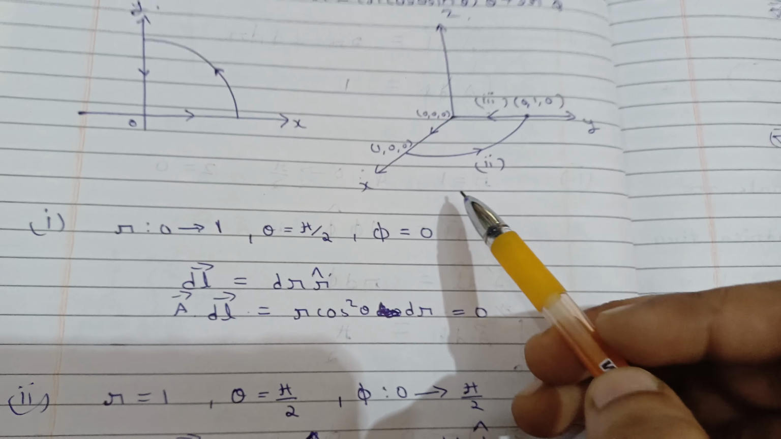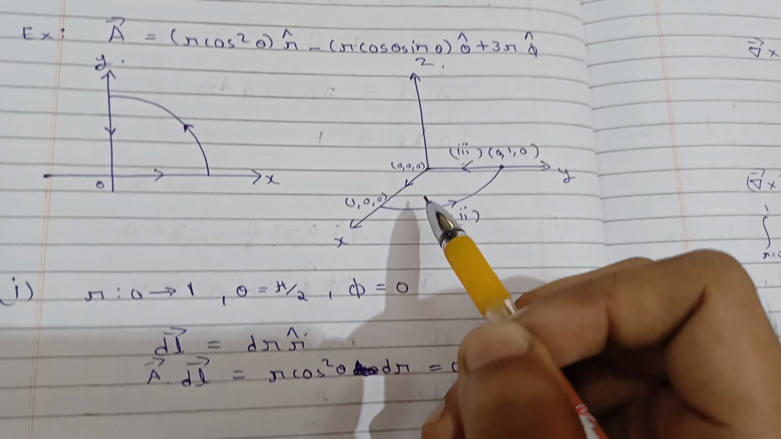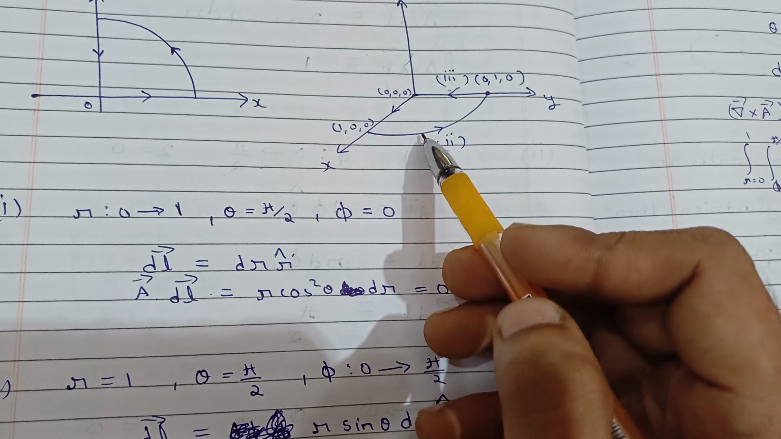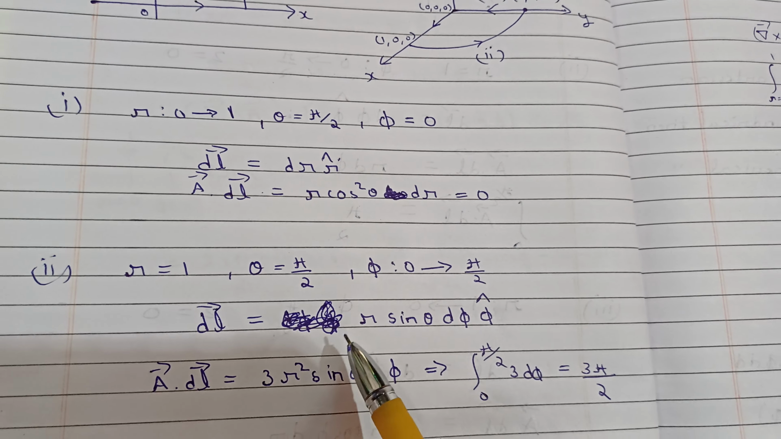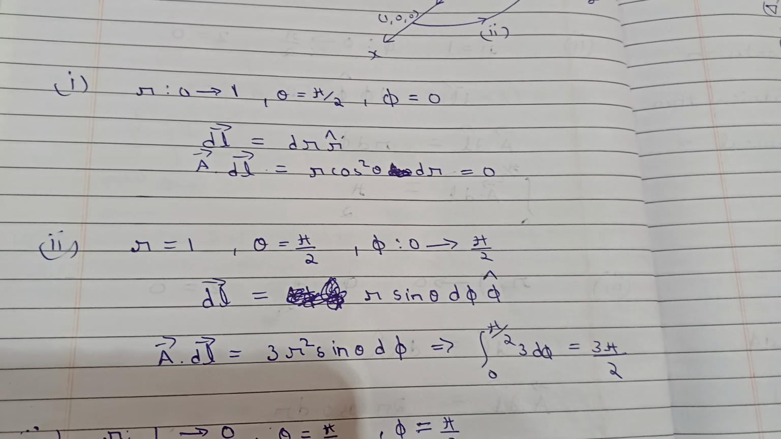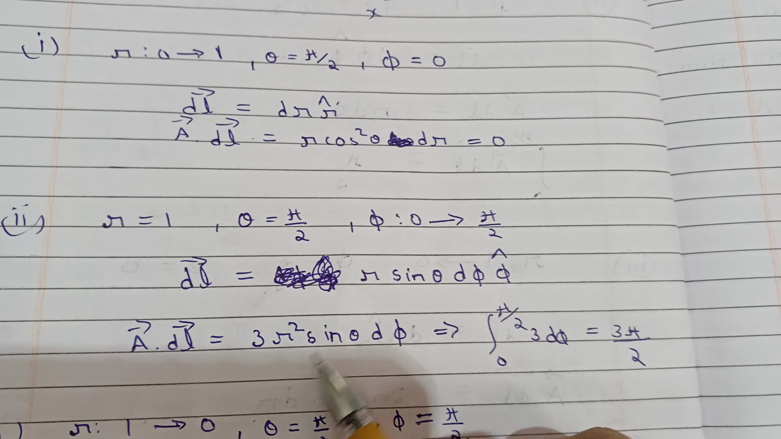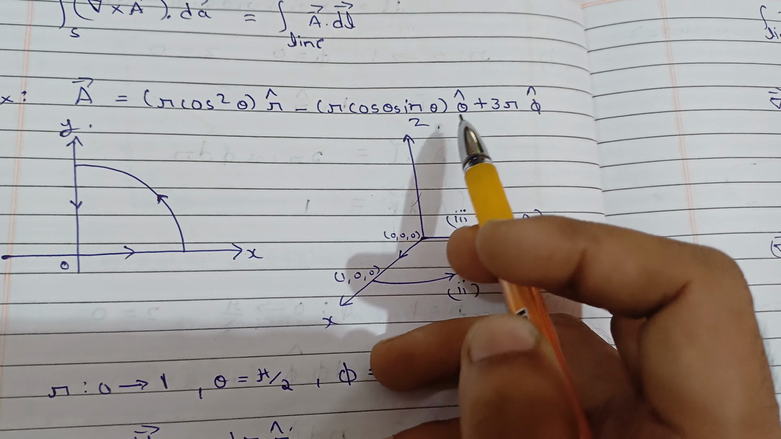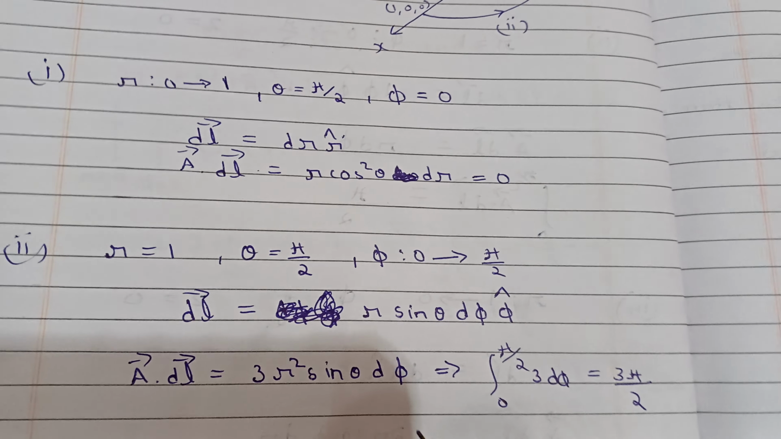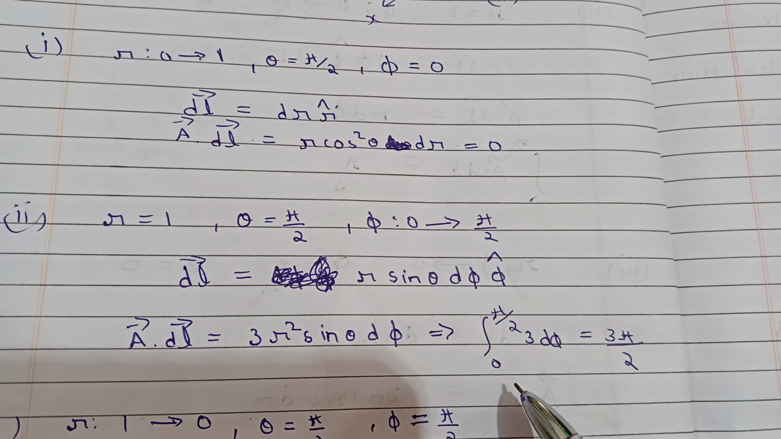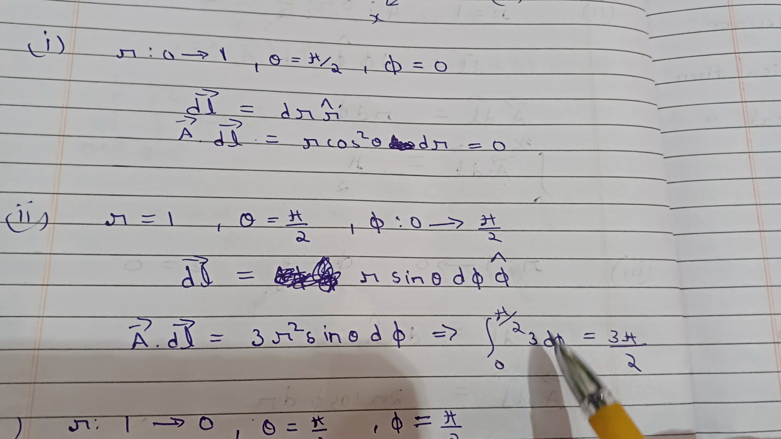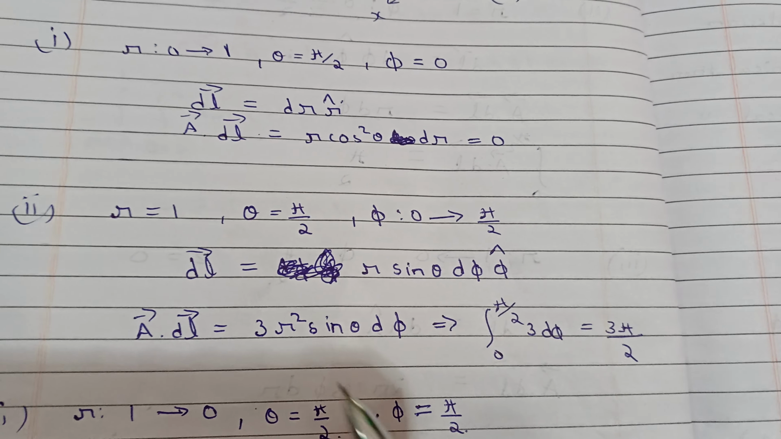For the second segment, r is fixed, so r equal to 1, that is the radius given. That will be fixed, and phi is changing 0 to pi by 2 and theta is fixed at pi by 2. Now dl will be r sin theta d phi phi cap. So A dot dl, you can calculate this directly. It will be 3r, then r sin theta d phi will give you r square sin theta d phi. Now phi is going from 0 to pi by 2, and theta is pi by 2, so this will be 1. So this will be 3 d phi, and integrating d phi will give you phi, so it will be pi by 2 minus 0, so 3 pi by 2 will be your answer for this second one.